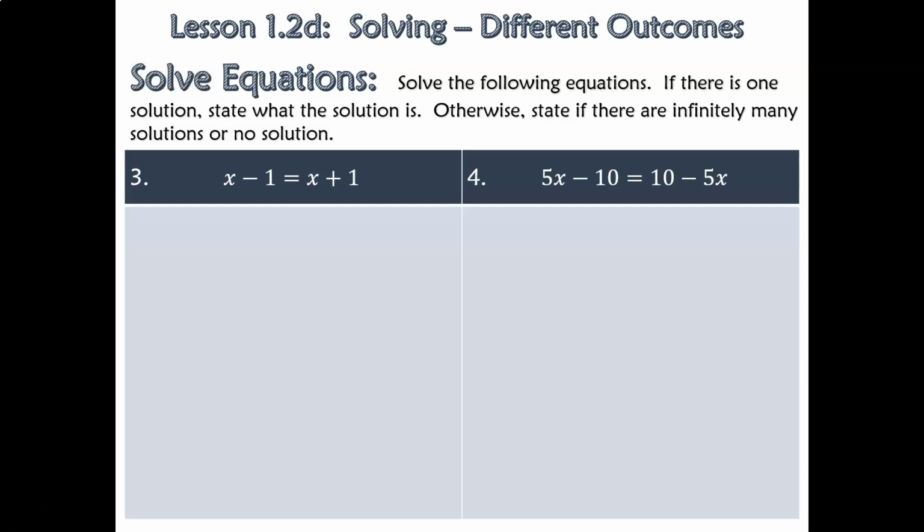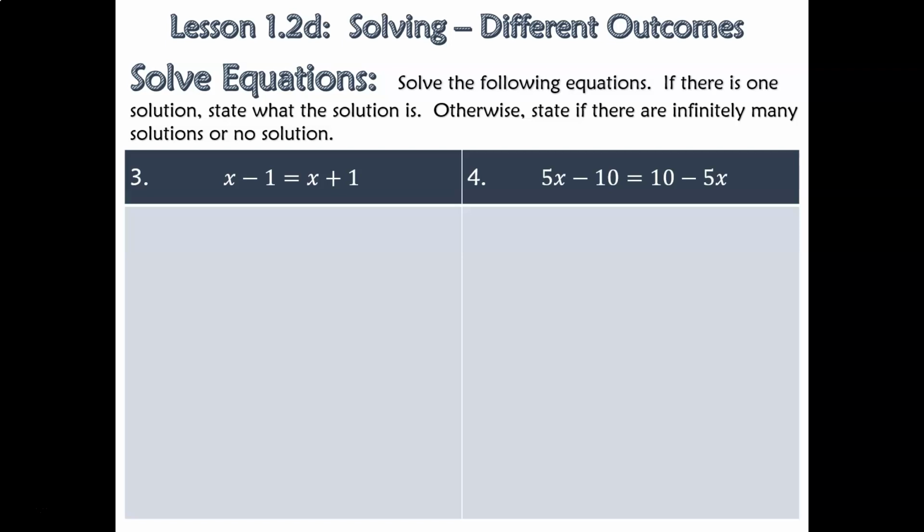Okay, we are on the last section, 1.2D. We're kind of starting in the middle with number 3. We're not going to do the tiles. So I am going to show you some weird or different outcomes for equations. Sometimes, no matter what you plug in for x, you can't find it. You can't make each side equal, or any number that you plug in for x would work.